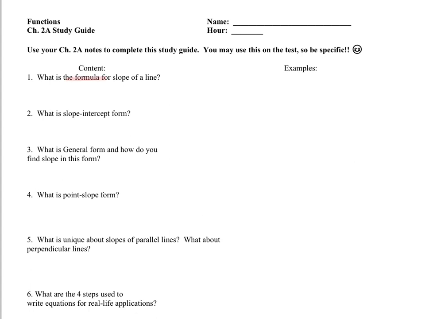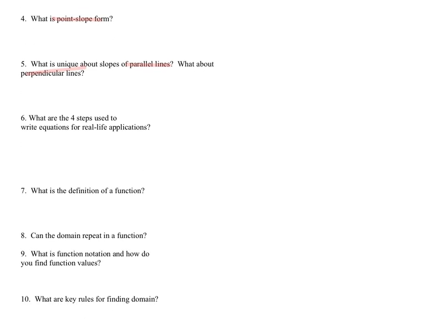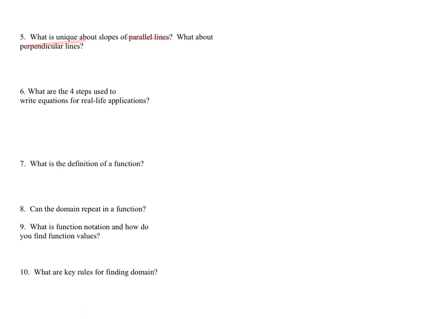So writing the formula for slope of a line, what is slope-intercept form, what is general form, and how can you find slope? So these are all things where you can explain what to do and then have examples over here on the right. What's point slope form? What do you know about parallel versus perpendicular lines? So just all things from our topic or chapter 2A notes.